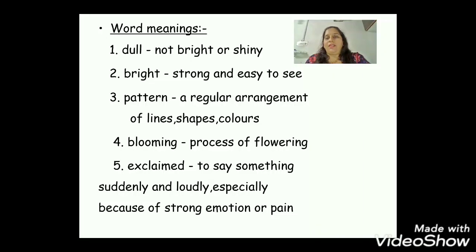Children, now let us learn the word meanings of this lesson. The first number is dull. The meaning of dull is not bright or shining. Second number is bright. The meaning of bright is strong and easy to see. Number 3 is pattern. The meaning of pattern is a regular arrangement of lines, shapes or colors. Fourth number is blooming. The meaning of blooming is process of flowering.